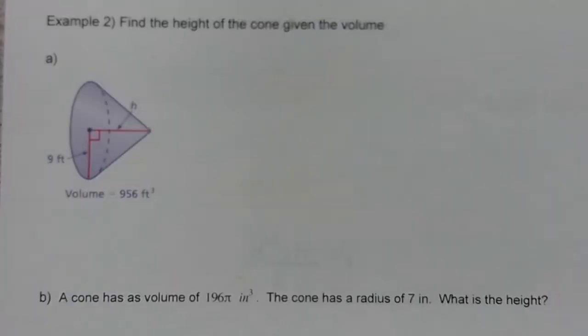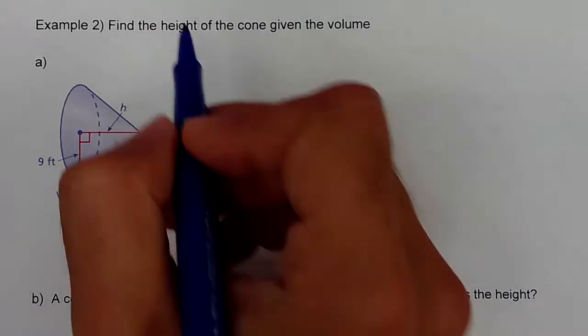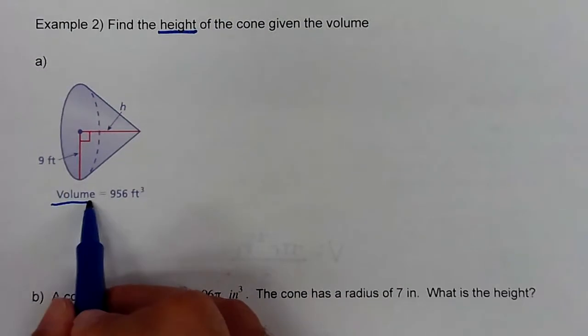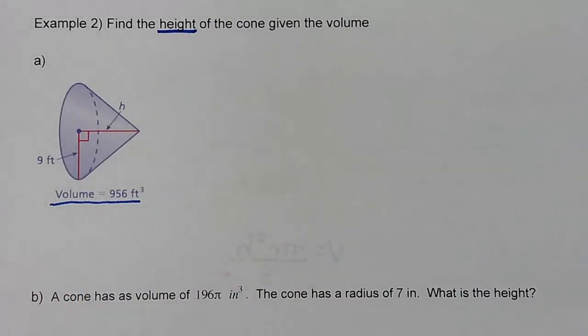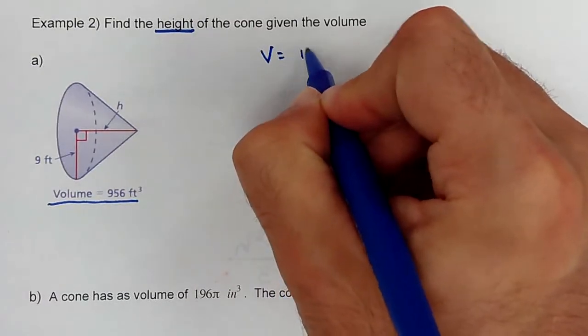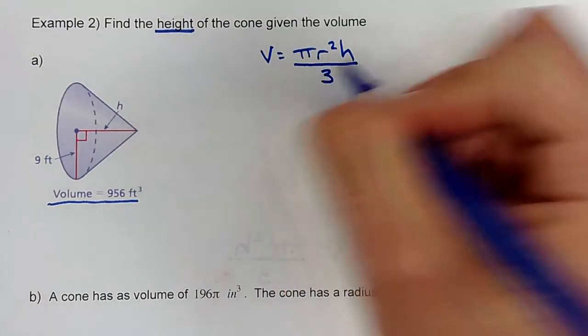All right, we're going to take a look on the back now. We're going to do what we did with our cylinders. We're going to find a missing value. So find the height of the cone. So now we're looking for the height, not the volume. In fact, we're told what the volume is. So we're going to go ahead and start with our formula. Volume equals pi r squared h divided by 3.